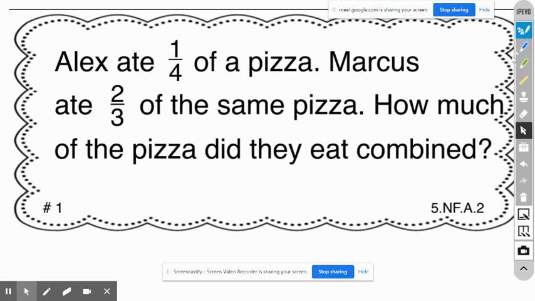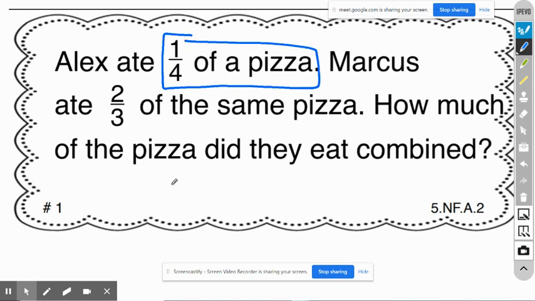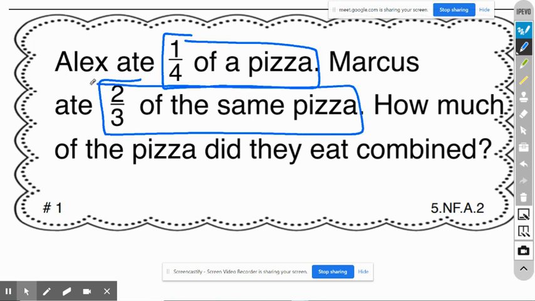Okay, let's try another one. Alex ate 1/4 of a pizza. Marcus ate 2/3 of the same pizza. How much of the pizza did they eat combined? So I want you to read that and think. What operation are you going to use? Alex ate 1/4 of a pizza, so there was a pizza. He ate 1/4 of that pizza, and Marcus ate 2/3 of the same pizza. How much of the pizza did they eat combined?